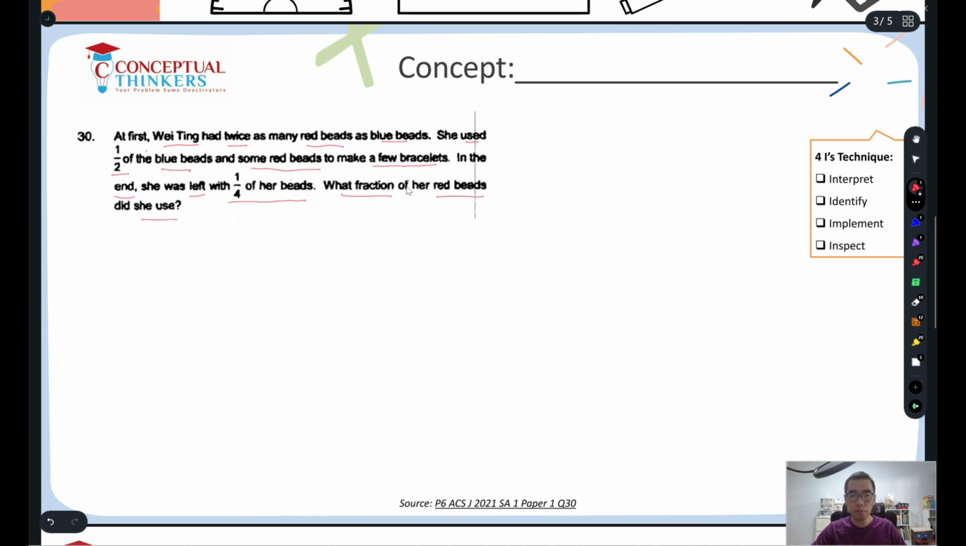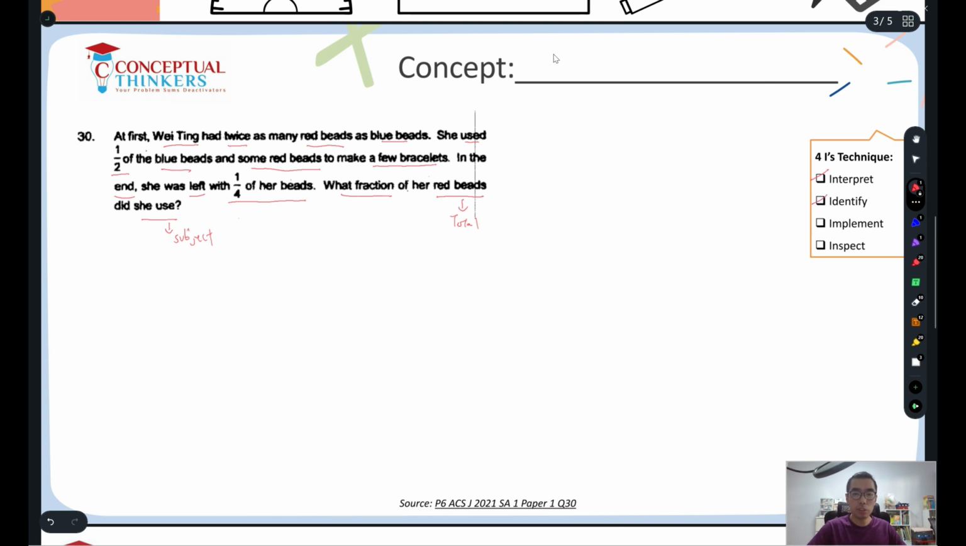Now they say, what fraction of her red beads did she use? This means that the denominator will be the total number of red beads. It can be in terms of units. Then the numerator will be the amount used. So what I usually do is, this is our total, and this is our numerator, which is the subject of the question. Okay, so we already interpreted the question.